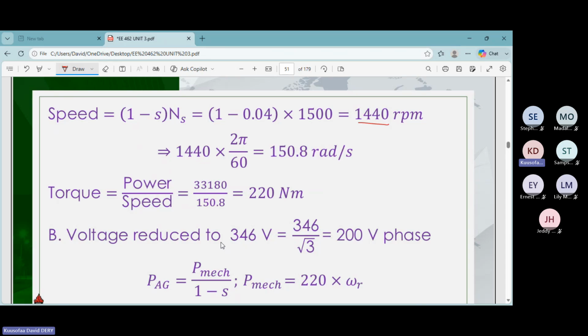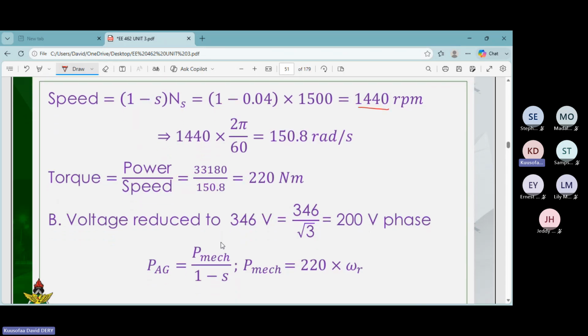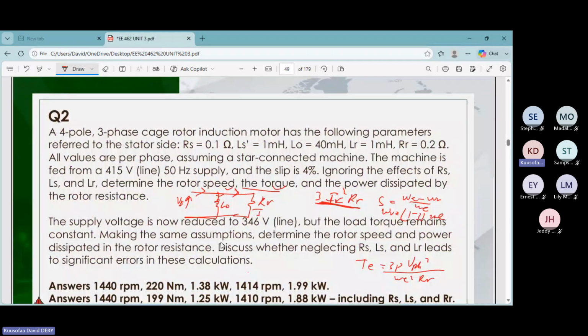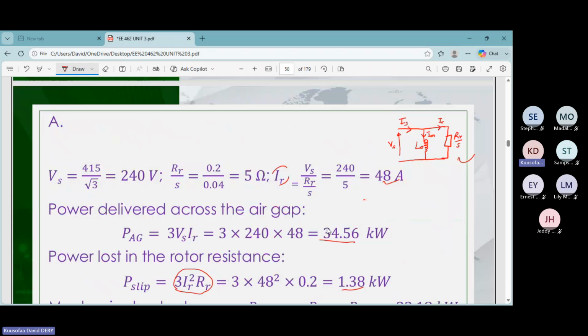Then the B part of the question, we are told that the supply is now reduced to 346 volt, but the load torque requirements still remain the same. So we should make the same assumptions and determine the motor speed and then the power dissipated in the rotor resistance. So that is what we are supposed to do. So that is the next part of the question.